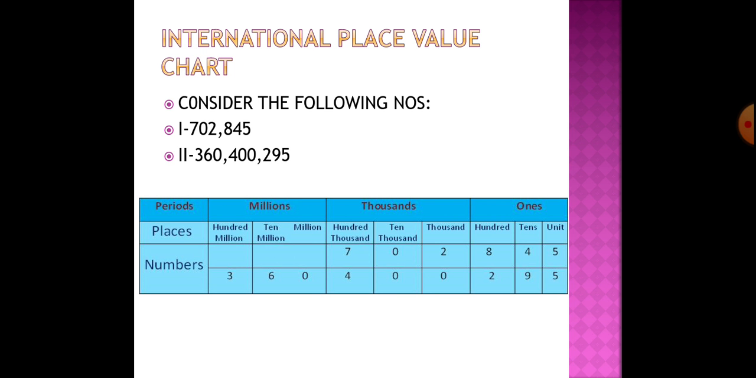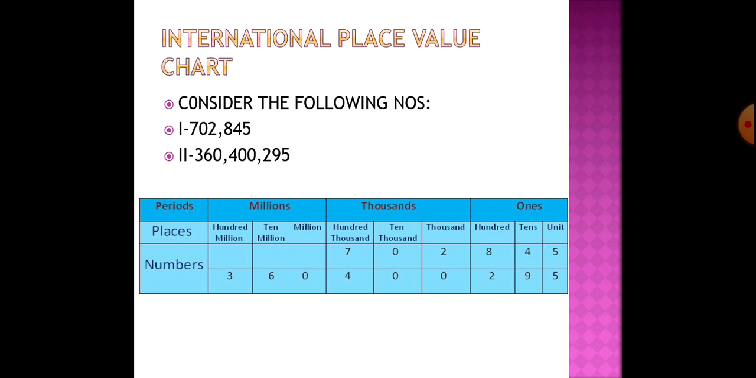Look at the second number. The second number has 9 digits. 3 digits in each period. Now look at the number. We'll place it in Place Value Chart and we'll read it easily. 360. How will you read 360? We will read it as 360. It is in which period? Millions. So we will read it as 360 millions.